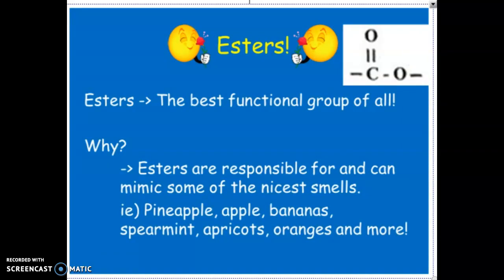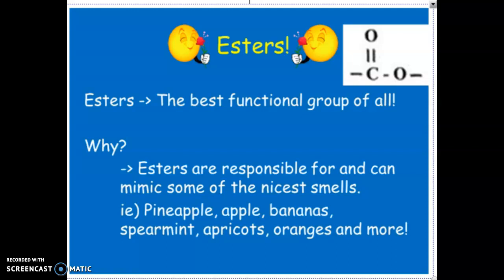As much as I like carboxylic acids, I'm not really a huge fan of the stinkiness. Don't get me wrong, I love citrus fruits and all the things that give that sour taste. But every once in a while you want to smell something nice. So that's what an ester is here.